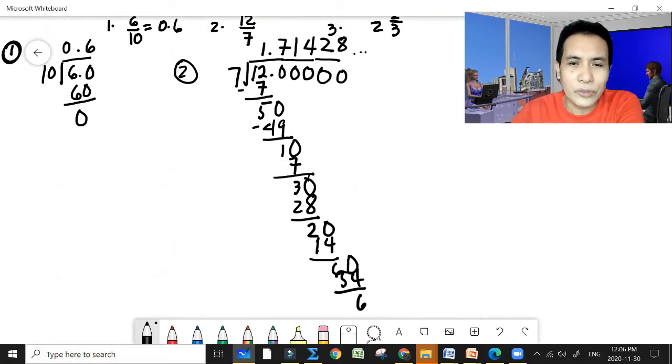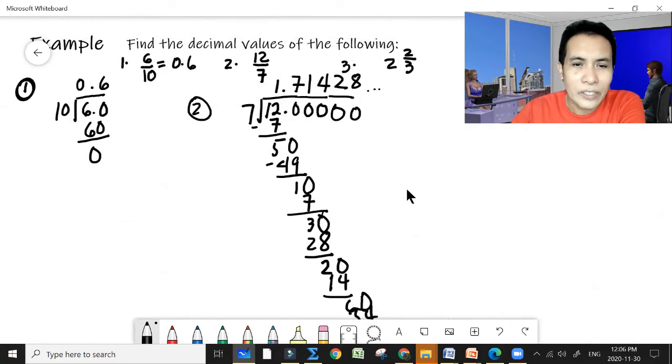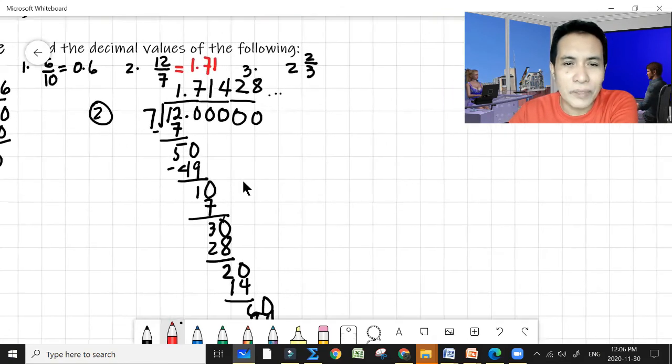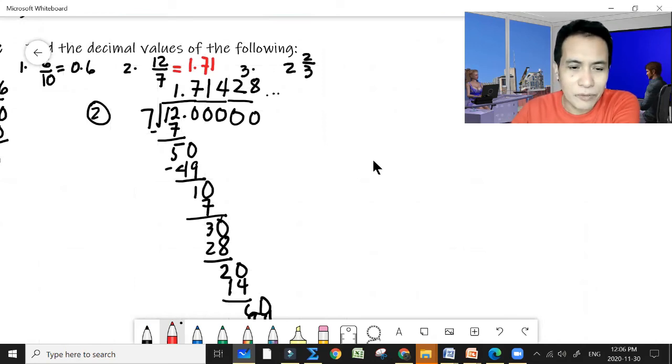If we're going to round your answer to 2 decimal places, it should be equal to which one? This is equal to 1.71 approximately. So this is the decimal value of 12 over 7. That's 1.71. Any question? Okay, let's go to number 3, solution.